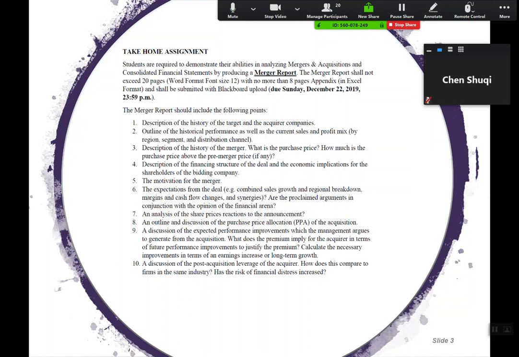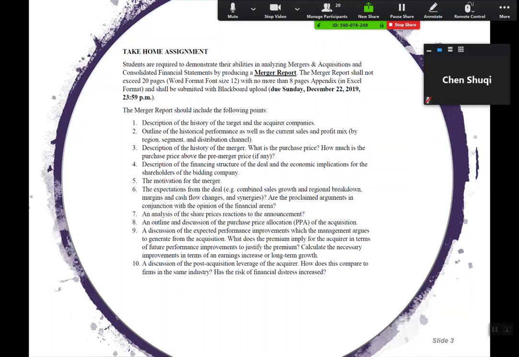Then I would like you to focus on the motivation of the merger. What are the arguments that the management of the acquirer or the target are mentioning in terms of what they potentially see as a benefit? And accordingly, I would like you to focus on the expectations that the management has from the deal.